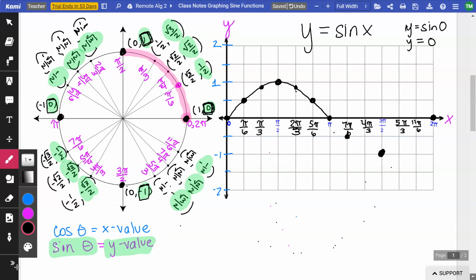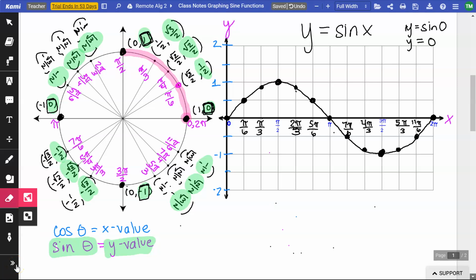At 11 pi over 6, we're at negative 1/2. And then at 4/3 pi, we're at negative root 3 over 2, so that should be like negative 0.866. And then same for 5 pi over 3. And we see our curve do this.